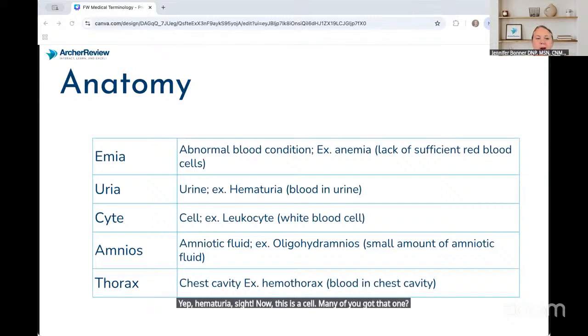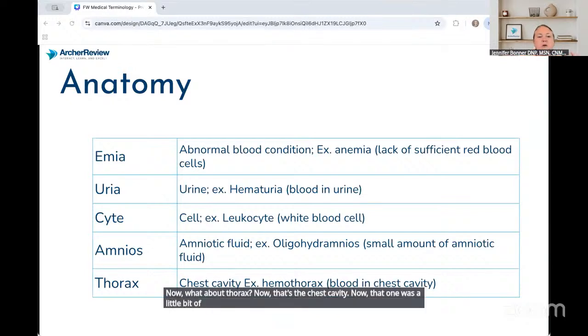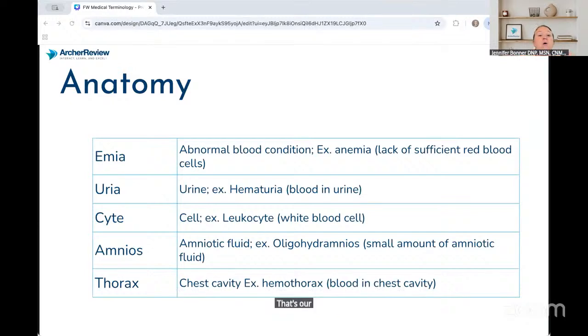Now, what about thorax? Now, that's the chest cavity. That one was a little bit of a stump for some of you. That's our chest cavity. So, if we have a hemothorax, we have blood in the chest cavity. Okay, let's see how we can do with some questions on these suffixes.